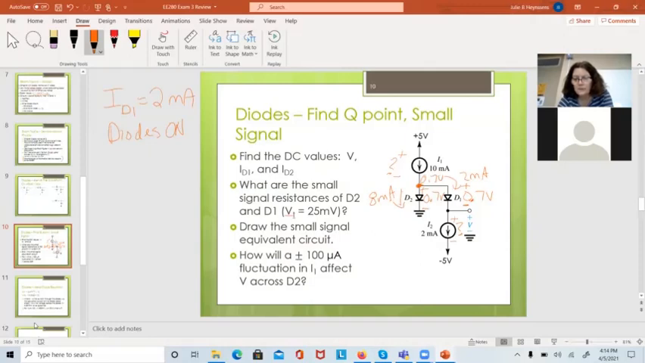And when I drop 0.7 of a volt across D1, because the polarity is going the other way, this is going to come out to be 0 volts. You cannot determine voltages by looking at current sources. At least half of you might figure that out.